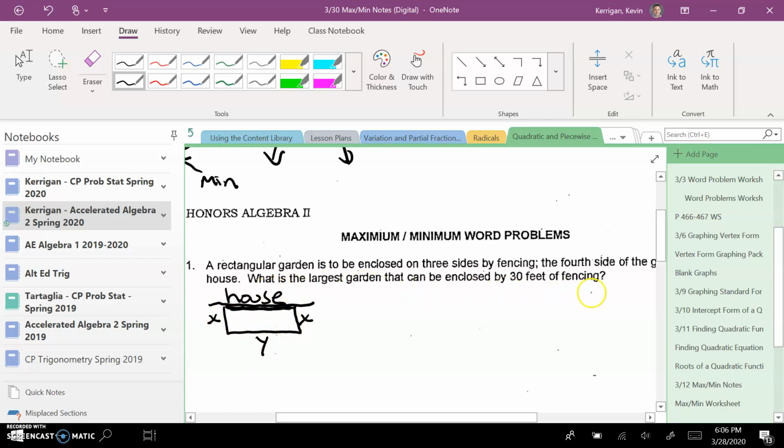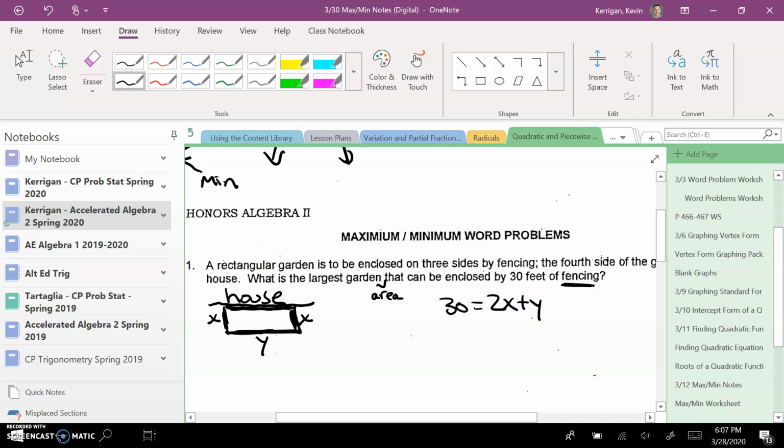The next sentence here, it's actually missing a word. It's the largest garden area that could be enclosed by 30 feet of fencing. So in this case, fencing, when we're talking about putting a fence around, that is basically just perimeter. So if I have 30 feet of fencing, I know that that is going to be created by these 2 sides and this 1 longer side of fencing. So it's going to be 2x plus y.